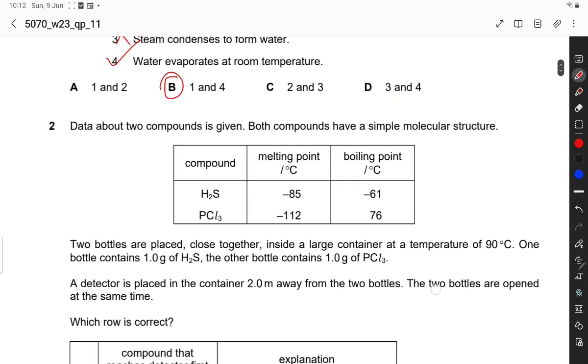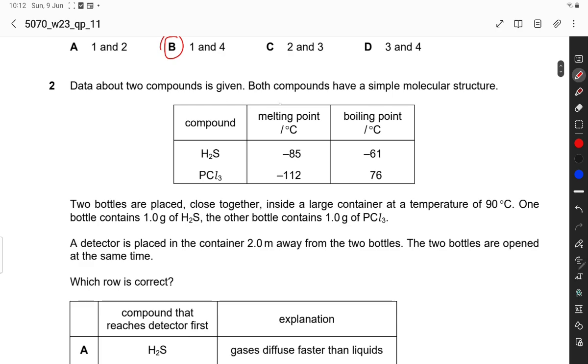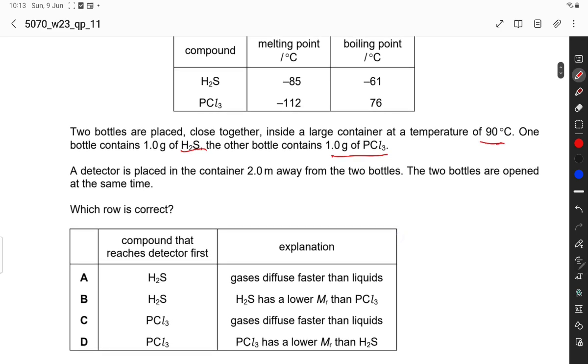Question number 2: data about two compounds is given. Both compounds have a simple molecular structure. Melting and boiling points are given for H2S and PCl3. Two bottles are placed close together inside a large container at a temperature of 90 degrees centigrade. One bottle contains 1 gram of H2S and the other contains 1 gram of PCl3. A detector is placed in the container 2 meters away from the two bottles. The two bottles are opened at the same time.